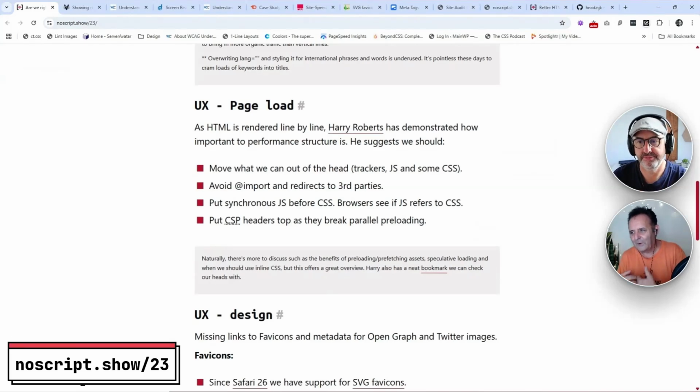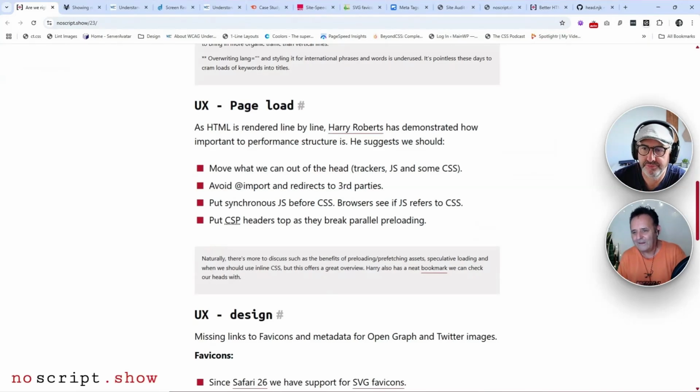So from the start, anything that doesn't need to be in the head, he says, shift out. If you've got trackers, or even some CSS that can go in the body these days, and any JavaScript that doesn't need to be there, get it out of the head, because that will speed things up. His other main point is to avoid things like imports and redirects to other third parties, anything where it has to call out and grab some information.